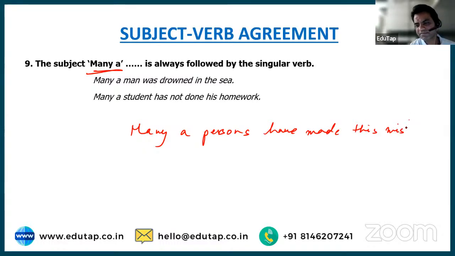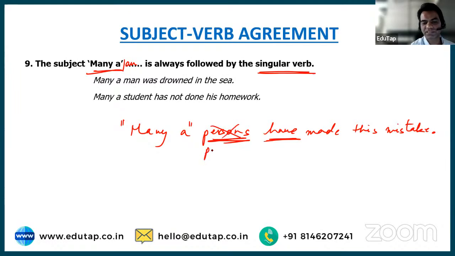Now, guys, usually we say many people have made this mistake, right? But guys, from today onwards, always remember, if many is followed by a or an, it will always be followed by not just a singular verb, but also a singular noun. So many a is always followed by a singular noun as well as a singular verb. So it should have been not persons, it should have been many a person. And instead of have, we should have used has.